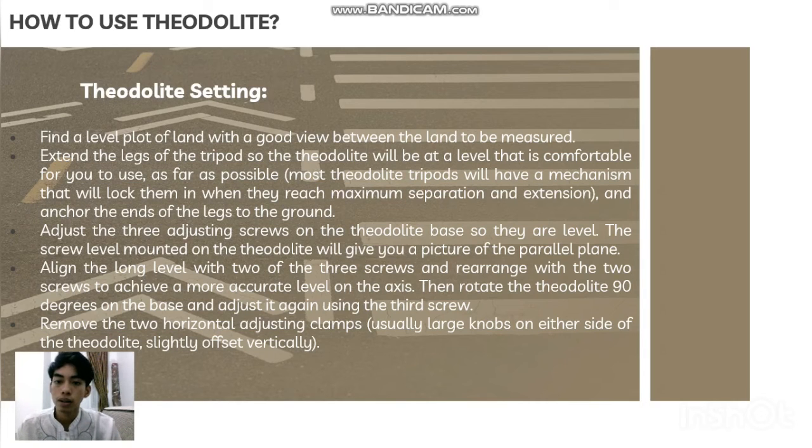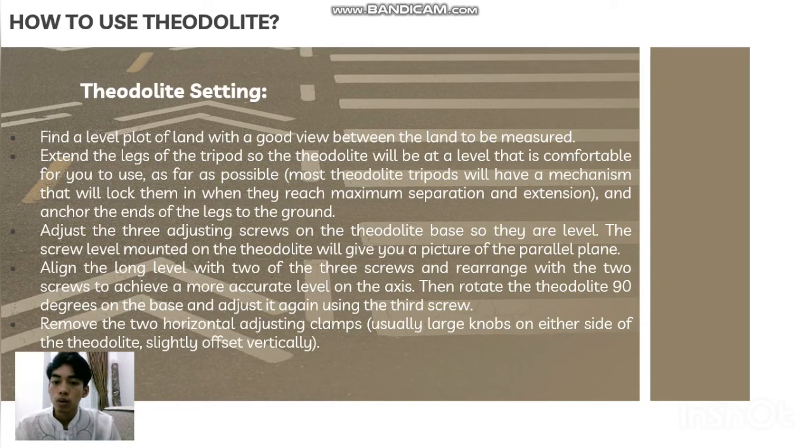3. Adjust the three adjusting screws on the theodolite base so they are level. The screw level mounted on the theodolite will give you a picture of the parallel plane. Align the long level with two of the three screws and adjust with the two screws to achieve a more accurate level on the axis. Then rotate the theodolite 90 degrees on the base and adjust it again using the third screw.